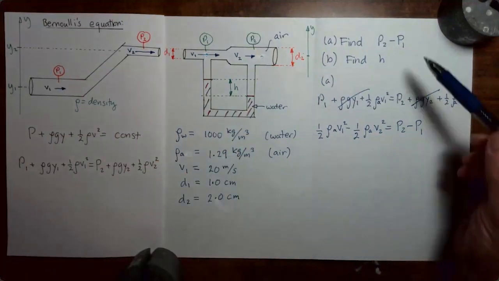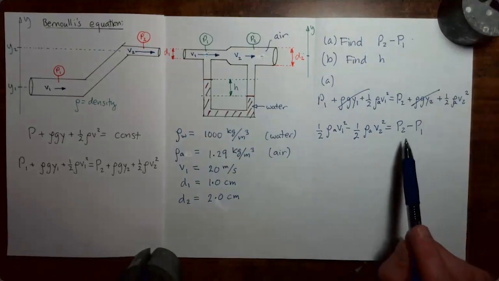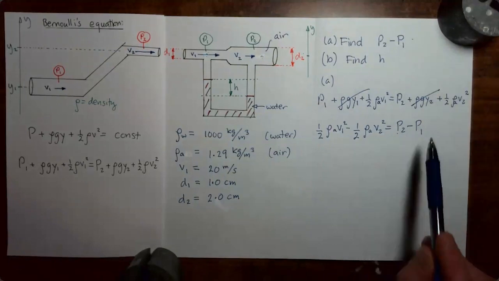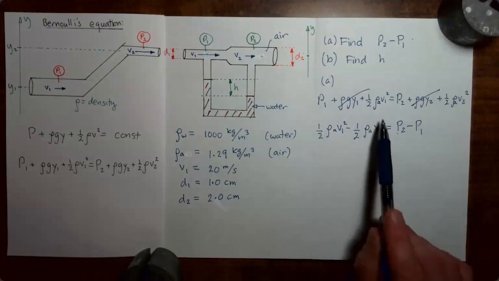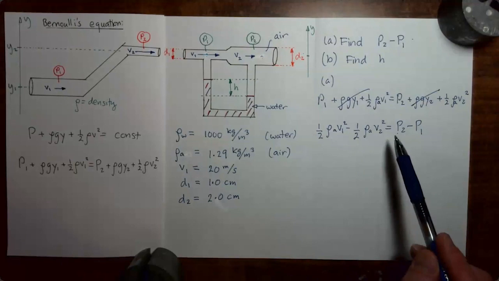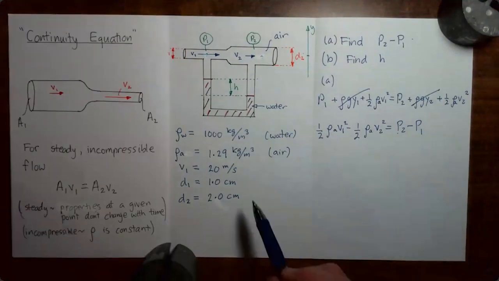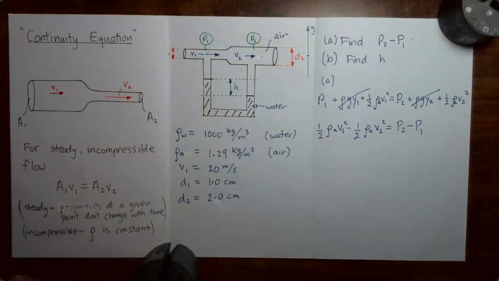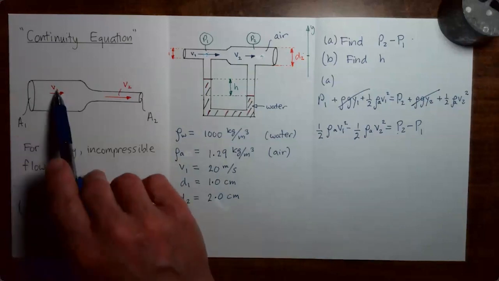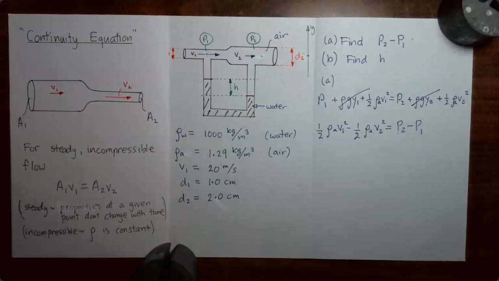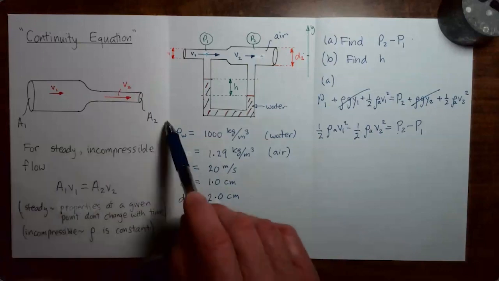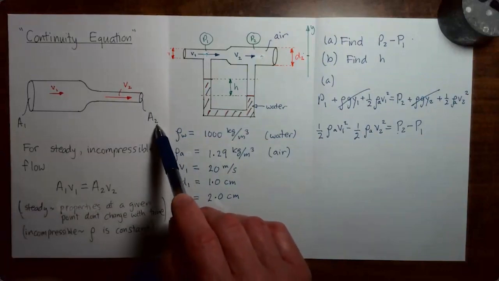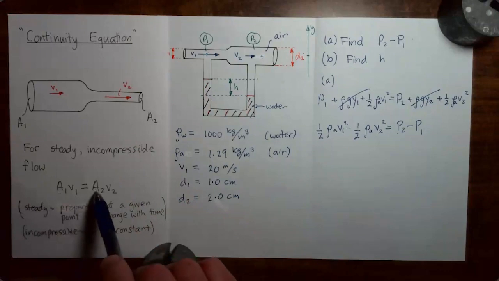Now notice how close we are to solving that first part of the problem. We have isolated P2 minus P1. And if you look at the left side of the equation here, the only thing which is not given is v2. We are given v1. How then are we going to get v2? Well, remember the continuity equation from earlier, which relates the flow speeds in the two different parts of the pipe. If this part of the pipe has cross-sectional area A1 and this part of the pipe has cross-sectional area A2, we then have A1 v1 equals A2 v2.